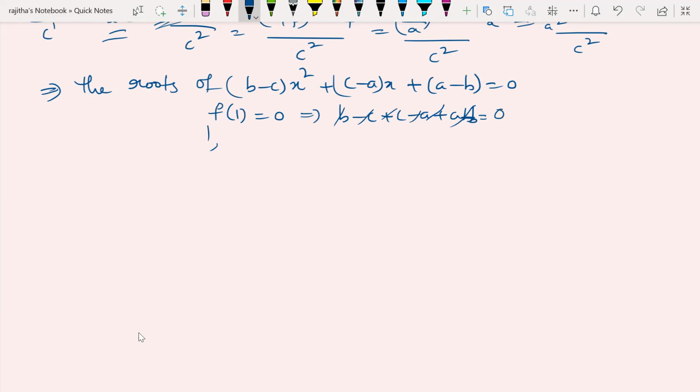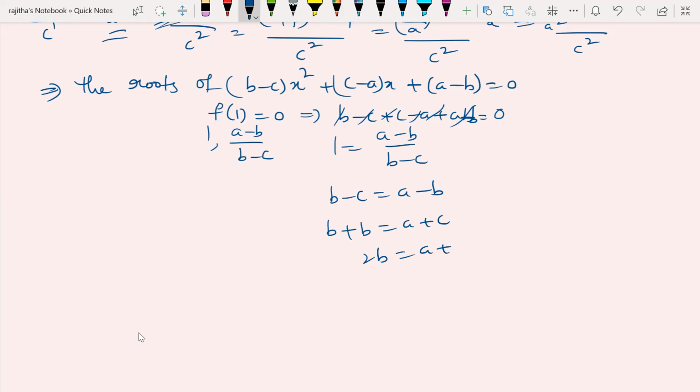What are the roots? 1 comma a minus b by b minus c. These are the roots. If these roots are equal, what is the condition? 1 is equals to a minus b by b minus c. B minus c is equals to a minus b. B plus b is equals to a plus c. 2b is equals to a plus c. So therefore, a comma b comma c are in arithmetic progression. Okay, thank you.